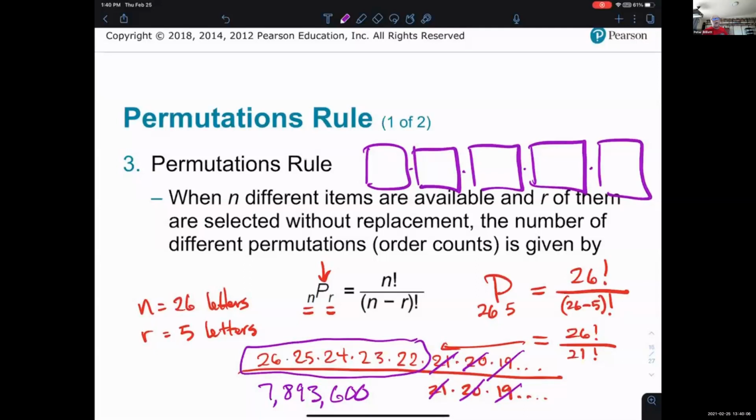How many choices do I have for the first letter out of the bag? 26. Well, when I go to pick the second letter, I've removed one of them. So then I have 25 and then 24 and 23 and 22, but then I stop because I'm only picking five letters. And that gives you the exact same calculation. Does that make sense?